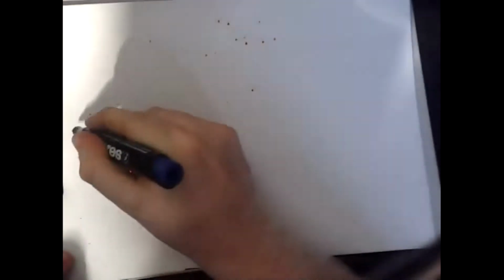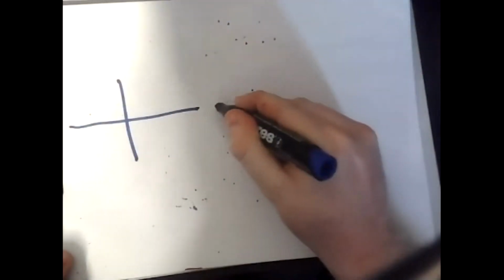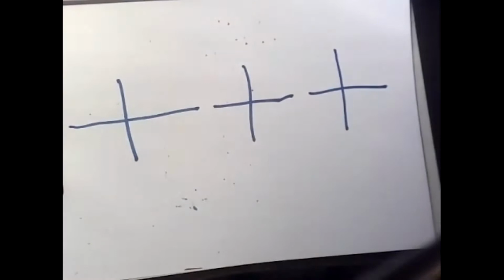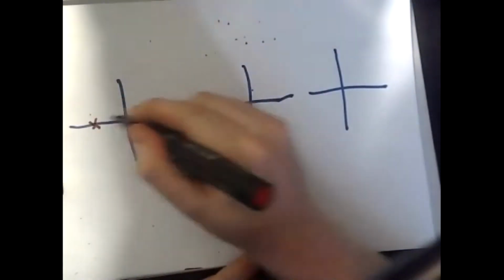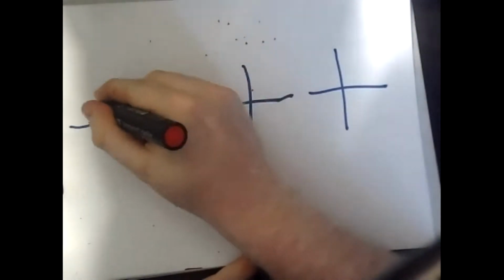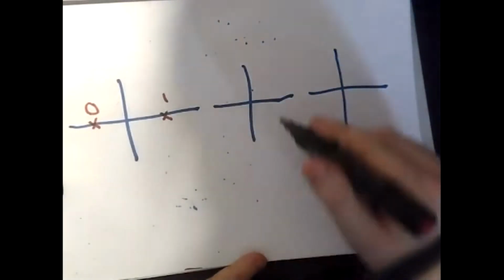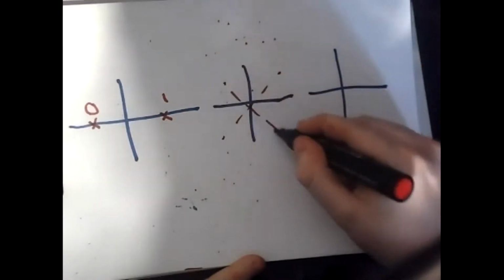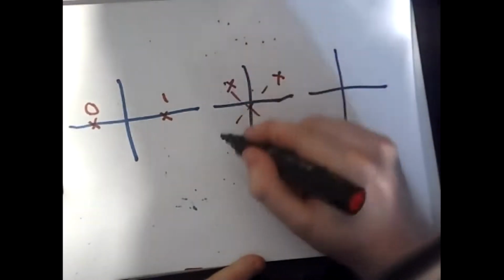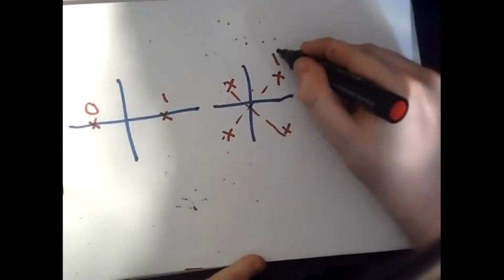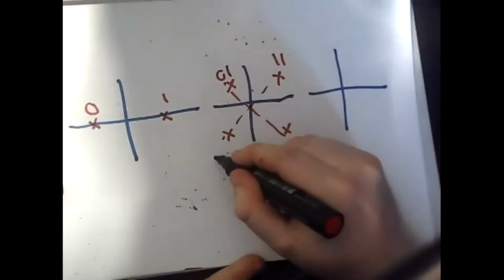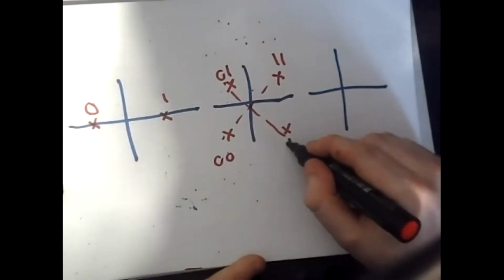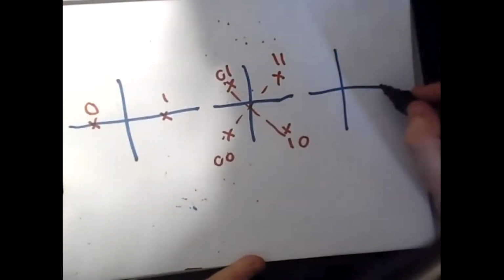Here we have 3 constellation diagrams. In the binary phase shift keying, you have only 2 states. This is the 0 and this is the 1. Here, you have 4 states. So you have 11, 01, 00, 10. And here you have 8 states.